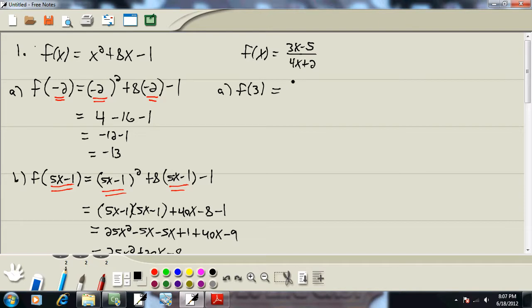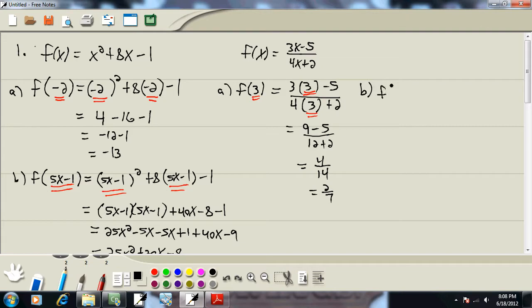Well, again, we go through and everywhere we have an x, we put in parentheses. Everything else remains exactly as is. Whatever is inside the parentheses here is what goes in here. So we're going to put 3 here and 3 here. Well, 3 times 3 is 9, minus 5. 4 times 3 is 12, plus 2. Which gives us 9 minus 5 is 4, 12 plus 2 gives us 14. Top and bottom are both divisible by 2, so that gives us 2 sevenths.